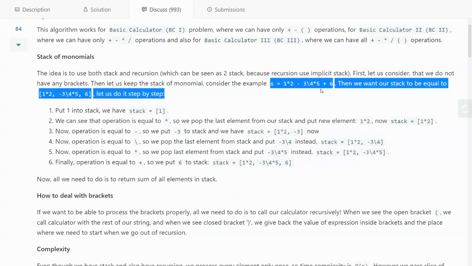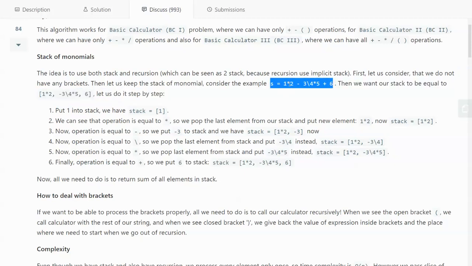For example, we're given an example that looks like this: 1 times 2 minus 3 times 4 divided by 4 times 5 plus 6. The way we're going to do this is we have a stack that looks like this. 1 times 2 is the first part. The next one is negative 3 times 4 divided by 4 times 5, which is the second part. The last piece is going to be 6. So we're going to follow these steps, and after I walk through this algorithm with you, we're going to formalize it as code.